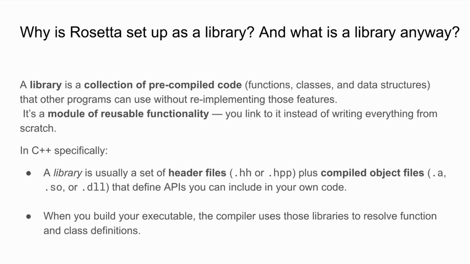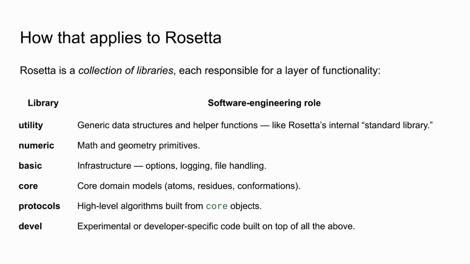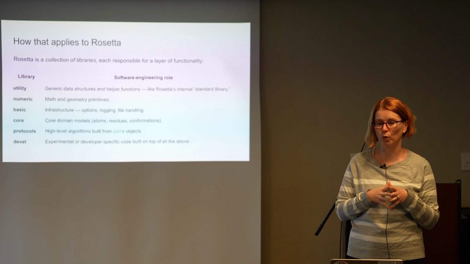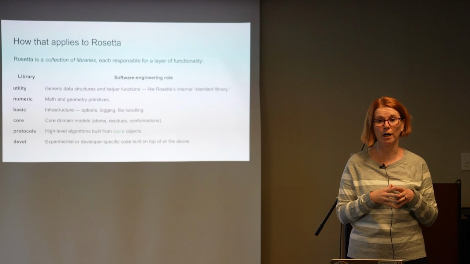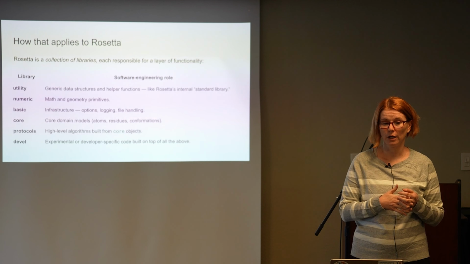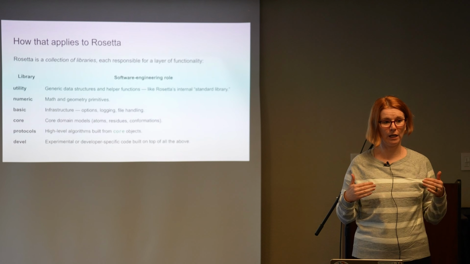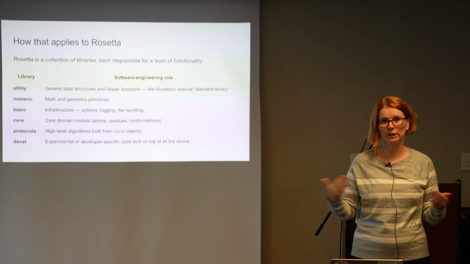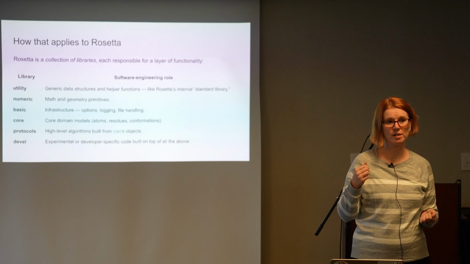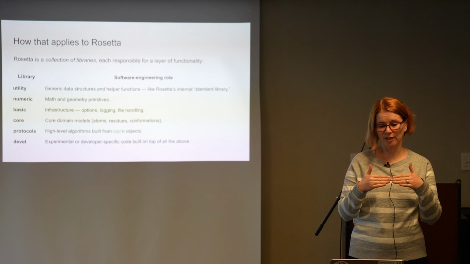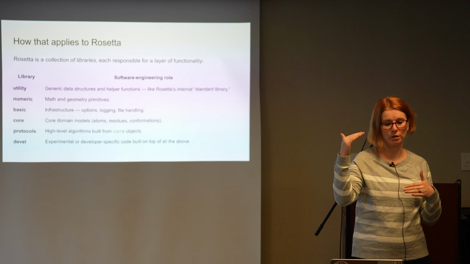Let me explain this a little bit in conjunction with Rosetta. The reason why Rosetta has different libraries is because at some point the code became too big to compile at once. Rosetta is about 3 million lines of code. It's a lot of stuff, and all of it would not fit into memory, so you couldn't actually compile the code. And so what was done is it was split up into libraries that are compiled on top of each other.